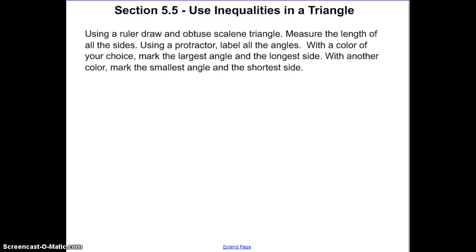Before you watch this video, you should be doing this exercise on the first page of your packet on your own and answering the questions. Once you've answered the questions, you can go back and unpause your video and watch the rest of it.